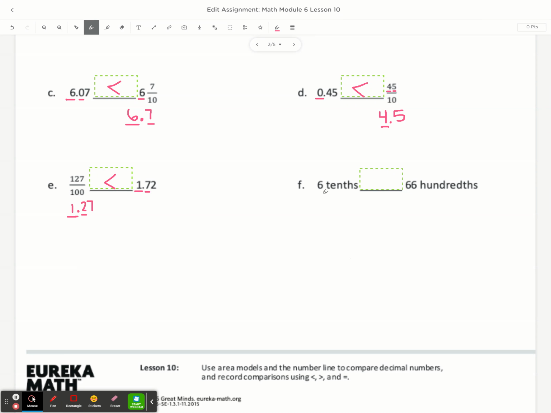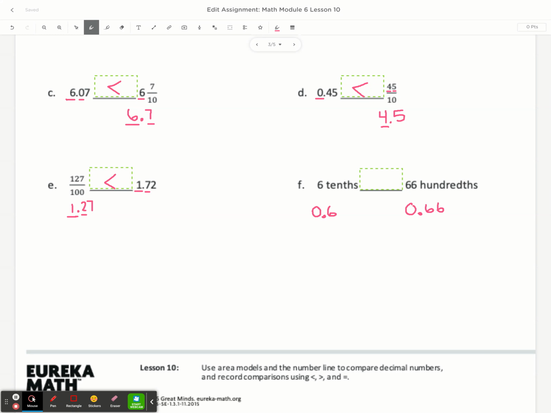And finally, in part F, we have 6 tenths versus 66 hundredths. So I'm going to go ahead and rewrite this as a decimal. So I know I have 0 ones, and I'm going to put my decimal point, and then I have 6 tenths. And then over here for 66 hundredths, I know that I have 0 ones. I'm going to put my decimal point and then write 66 because it's 66 hundredths.